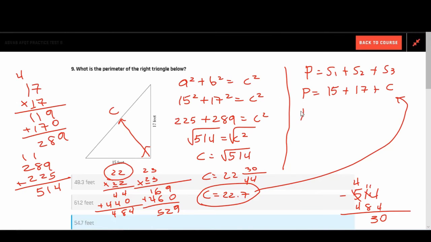And solve accordingly. Again, this is 15 plus 17 plus 22.7. Let's go ahead and add vertically. We got, and let me free up some space here.